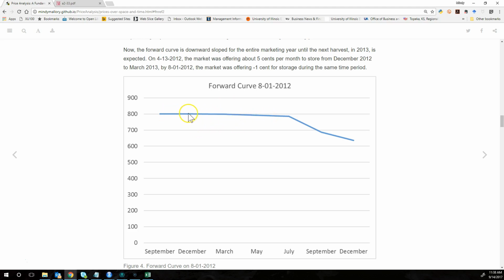There's no incentive to store being provided on the board, and it's flat all the way through this marketing year, and it doesn't turn down until we're expected to get some relief from the 2013 crop. So that's what it looked like on 8/1.